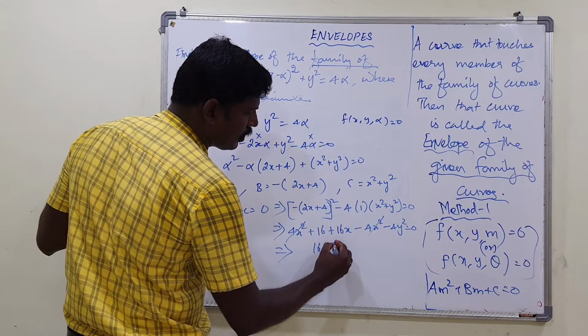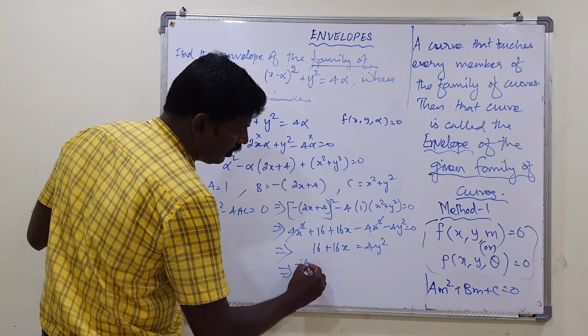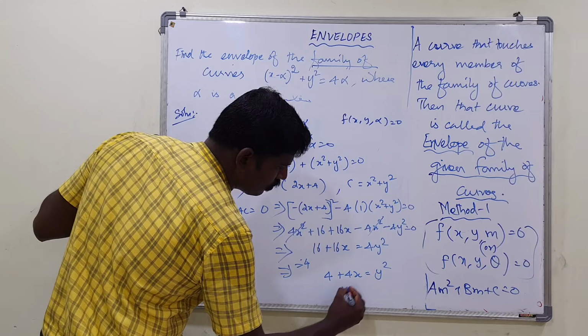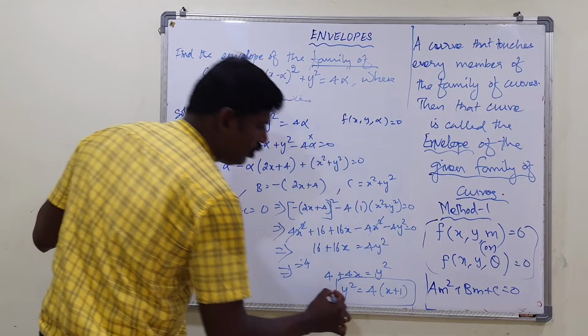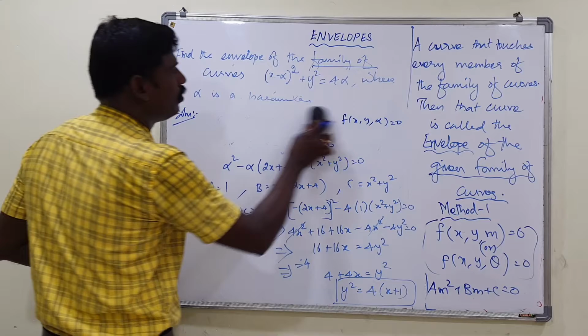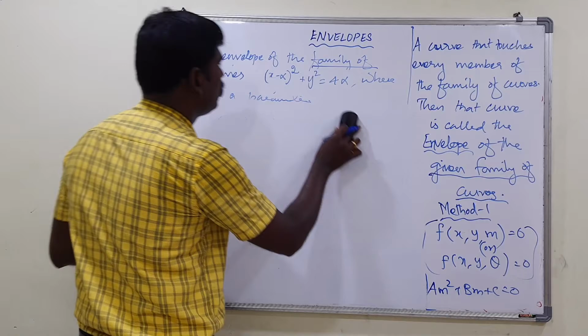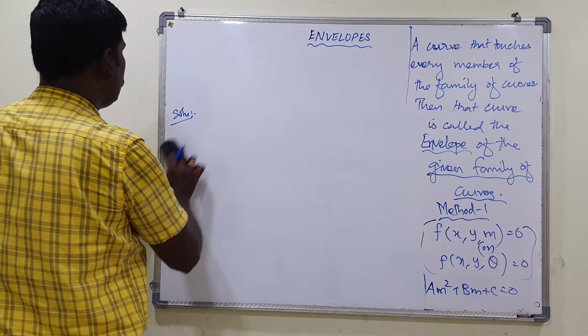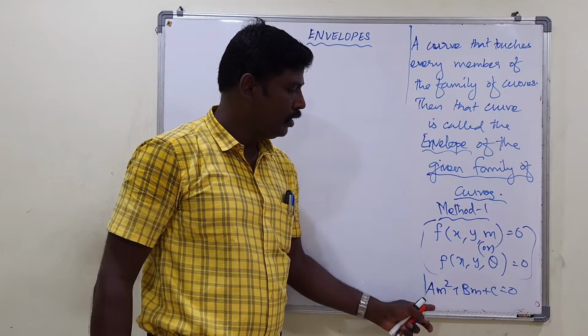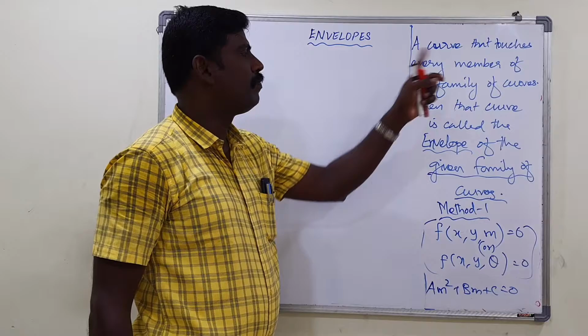Can we divide it by 4? So 4 plus 4x equal to y square. So y square is equal to, you can take 4 as common, 4 times (x plus 1). This is the envelope of the given family of curves. That's all. These are all problems based on the same method. What is that method? The given equation in the form of f of x comma y comma m equal to 0 can be rewritten as a quadratic equation in terms of the given parameter, and then equating the value of b square minus 4ac to 0, you can get the envelope of the given family of curves. So this is method 1.